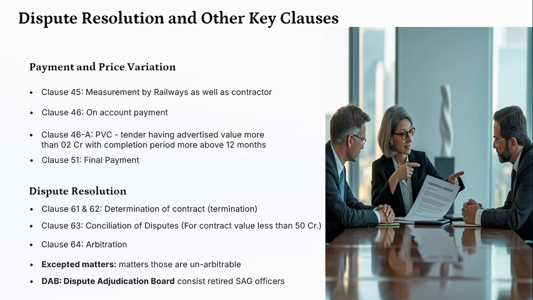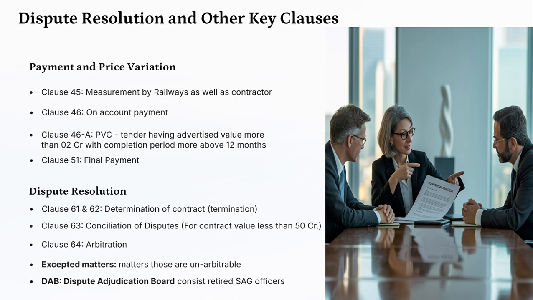That means clause 63, conciliation of disputes for contract value less than 50 crores. Clause 64, arbitration. Accepted matters. Matters those are unarbitrable. DAB, Dispute Adjustment Board, consists of retired SAG officers. This is the mechanism of the dispute resolution, also clarified in the GCC of 2022. Kindly go through the dispute resolution in the GCC for detailing.